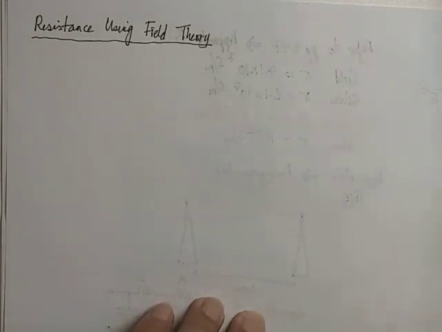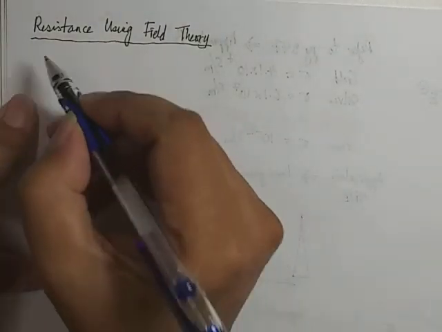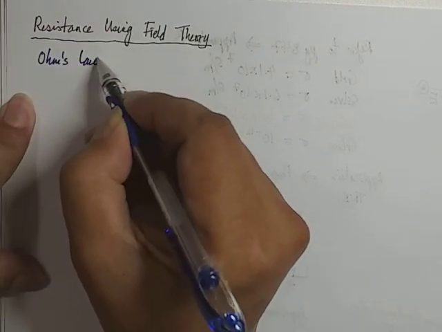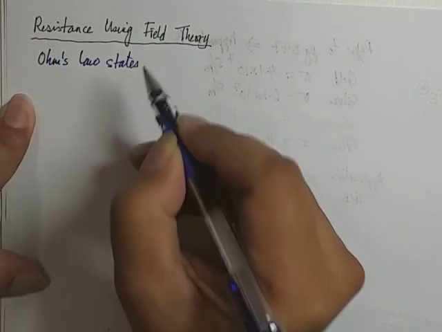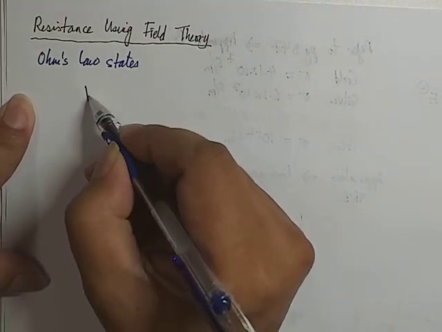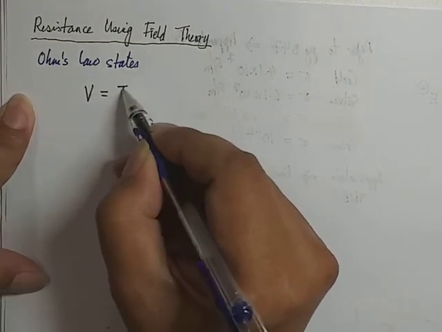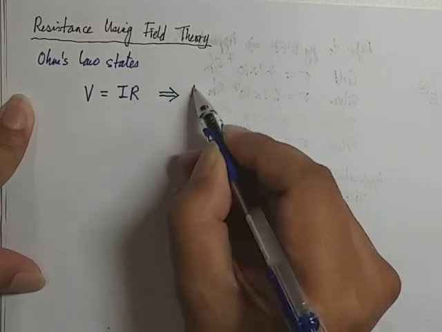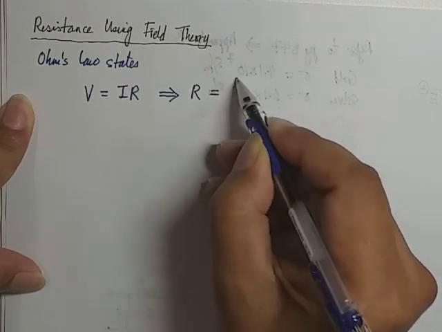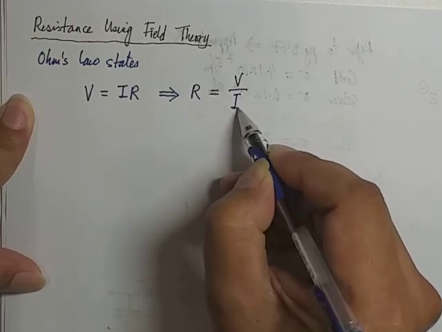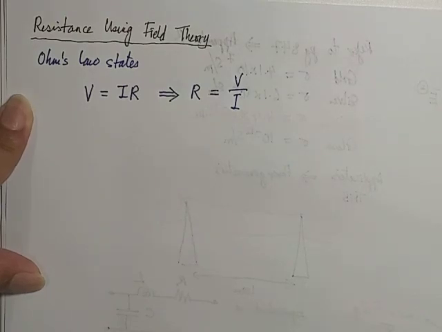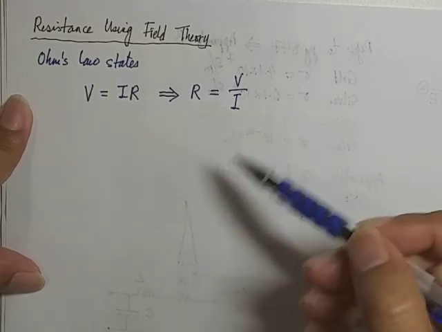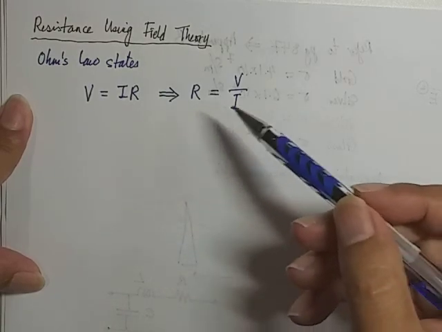We know from circuit theory, Ohm's law says V equal to IR. And from here we can determine the resistance R equal to V over I. Correct? But what we're going to use to find the resistance here is not the ordinary method in circuit theory. We're going to use field theory.